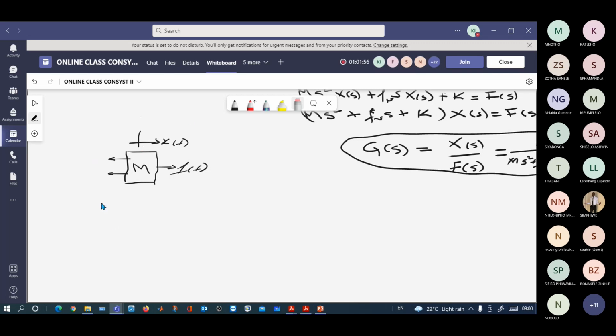Okay, so here we have K, FK, x of t, and there we're going to have FV, dx of t over dt. So from here now, we can draw another free body diagram.